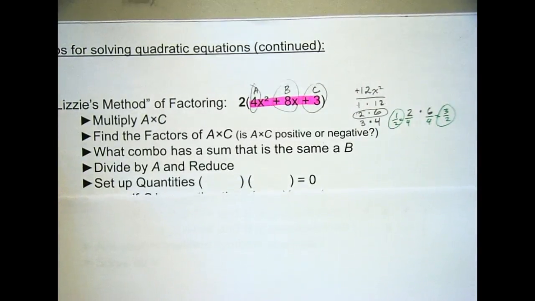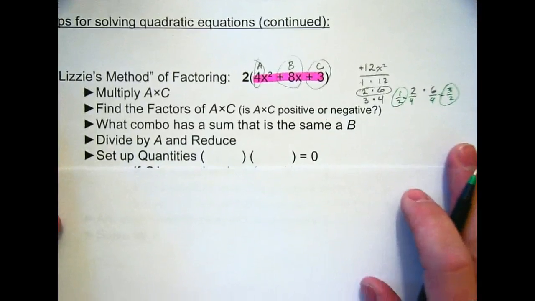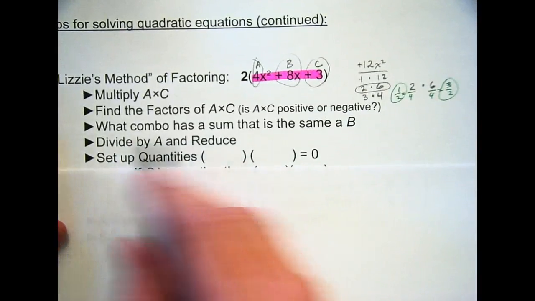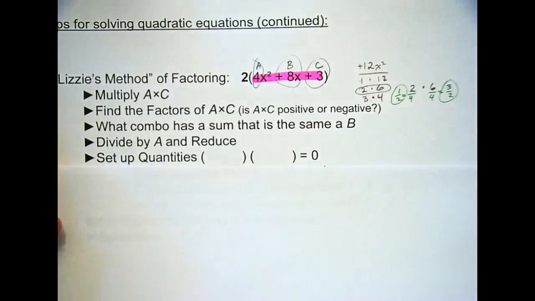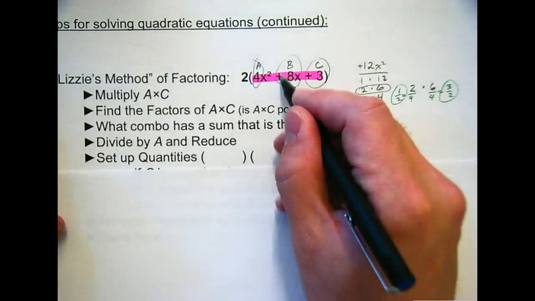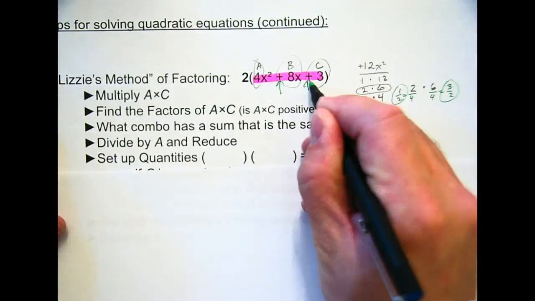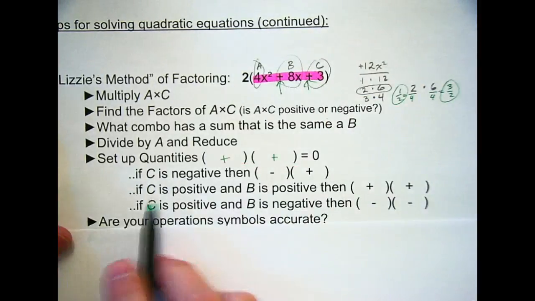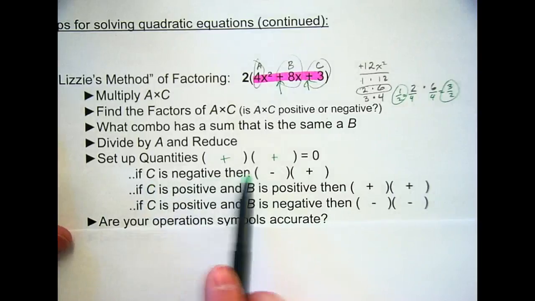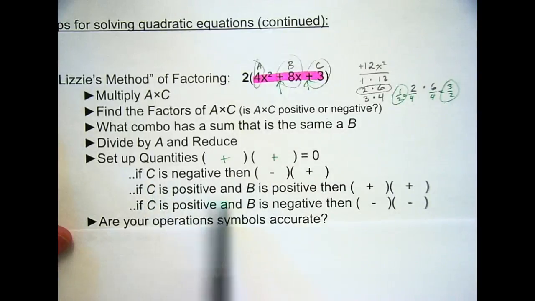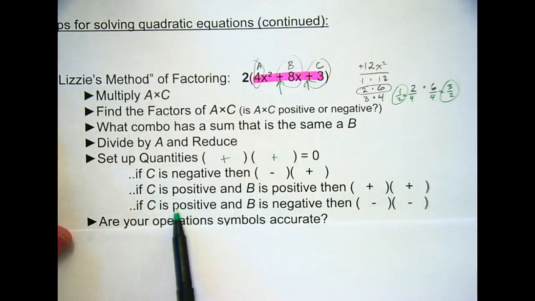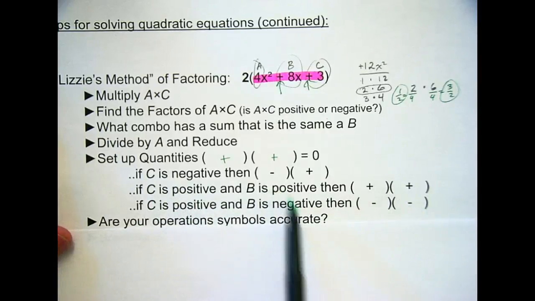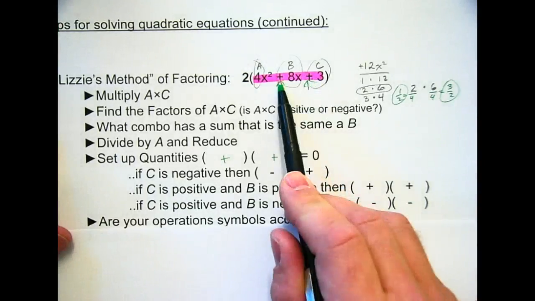Set them up in quantities. Now when I do this with you as a class, I sometimes do it a bit differently. I like having my quantities set ahead of time, just because I can look right here and say that's positive and that's positive. That tells me that these are both plus. How do I know that? Well, I've given you a guide here. If C is negative, then it's minus plus. If C is positive, then it's plus plus. If C is positive and B is negative, then it's minus minus. So if C is positive, you have to look to B, and that tells you what your quantities are. In this case, C is positive and B is positive, so it's plus plus.